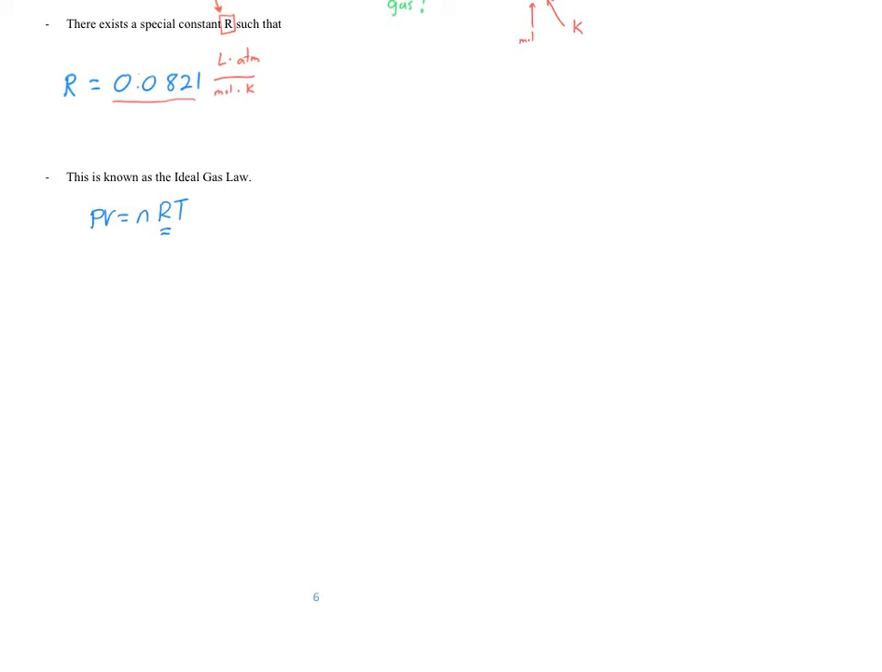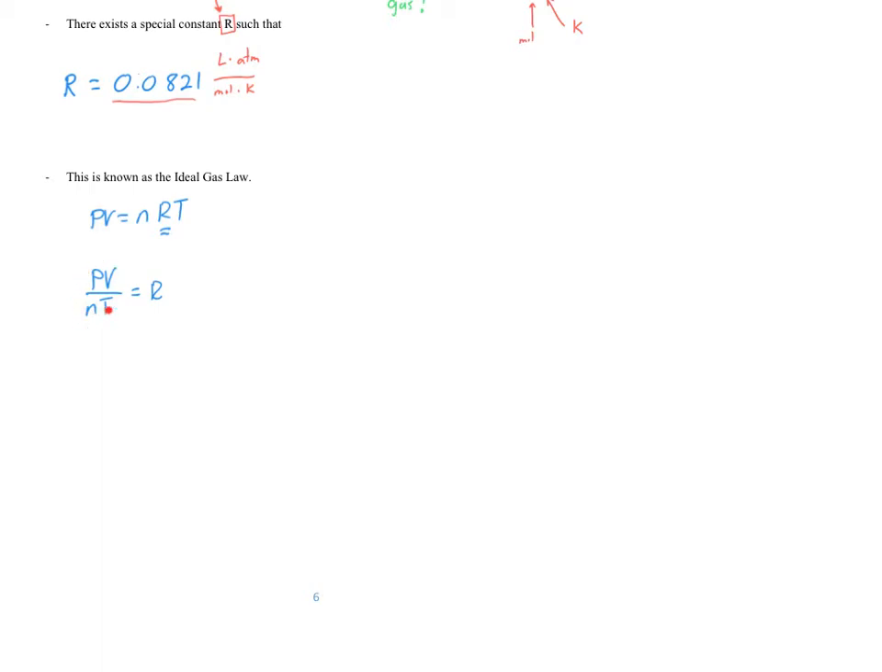PV is equal to n times that constant R times T. This is known as the ideal gas law. And I often like to rewrite it as follows: PV divided by nT is equal to R. Now, the ideal gas law is really useful in this form because we've isolated the constant from the variables.